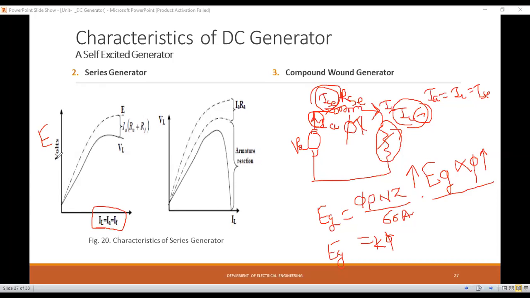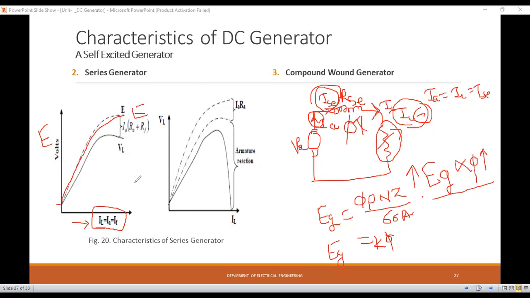See the E versus Ia characteristics. Here some induced EMF is present before exciting the winding, so the curve will start from this position. After that, when the current increases, the induced EMF also increases. So this is shown by this graph.